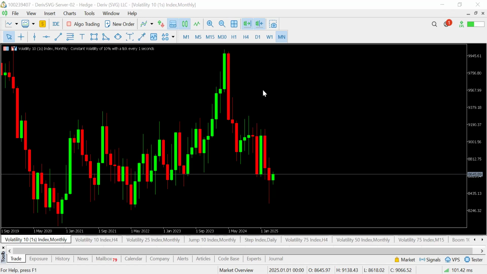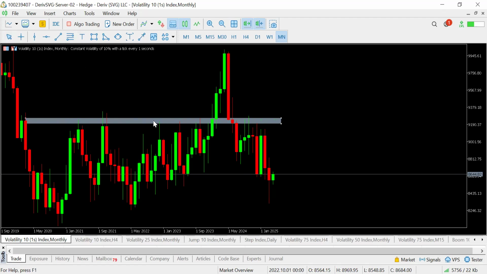As is customary, I like starting my analysis from the monthly time frame, in which I determine the direction of the market. Looking at the volatility 10 (1s) index, we can say that the market was ranging for a very, very long period of time, and then it broke out. After breaking out of this range, it came back into the range again, and it came back with a sea of red candles.